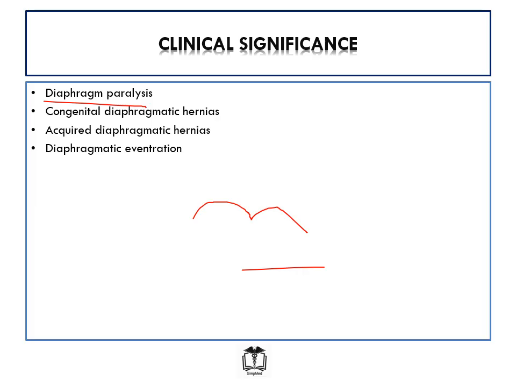Then there are other important clinical significances like congenital diaphragmatic hernias or acquired diaphragmatic hernias. This is a scenario where we have structures in the abdomen bulging through openings of the diaphragm to enter into the thoracic cavity. So we typically see that when there is abnormal development of the pleuroperitoneal membrane, one of those four structures involved in forming the diaphragm. When the pleuroperitoneal membrane is not formed well, it can lead to an abnormal space forming in the diaphragm, and that can lead to a congenital diaphragmatic hernia.